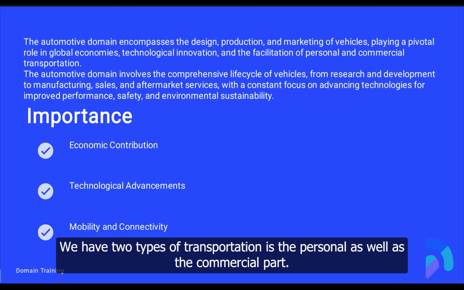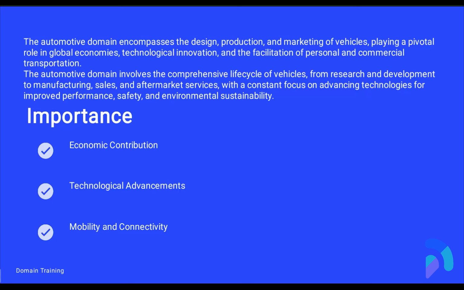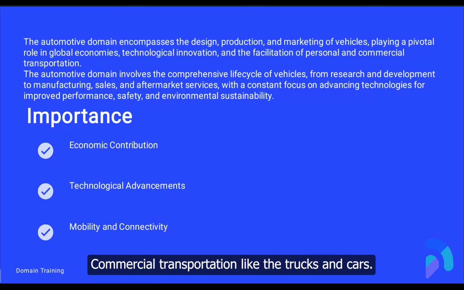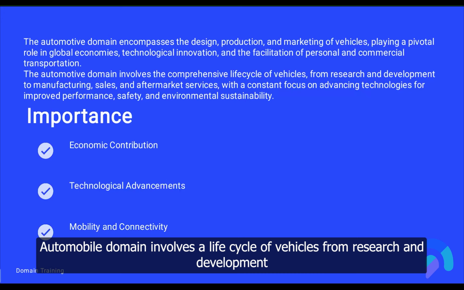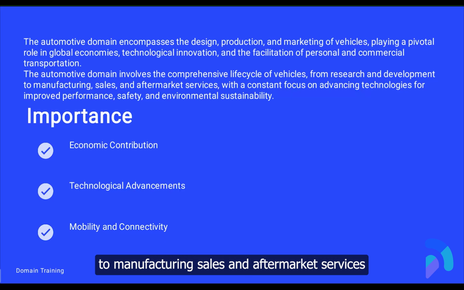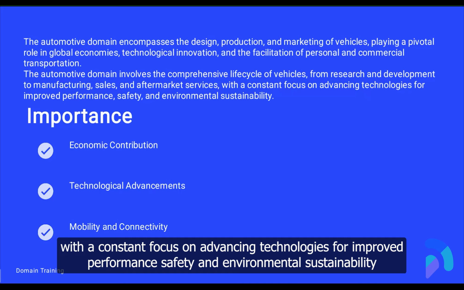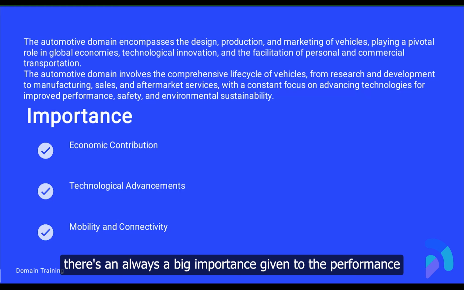So there are two types of transportation, the personal as well as the commercial part. Commercial transportation like the trucks and cars. The automobile domain involves a life cycle of vehicles from research and development to manufacturing, sales, and aftermarket services, with a constant focus on advancing technologies for improved performance, safety, and environmental sustainability. There's always a big importance given to performance.